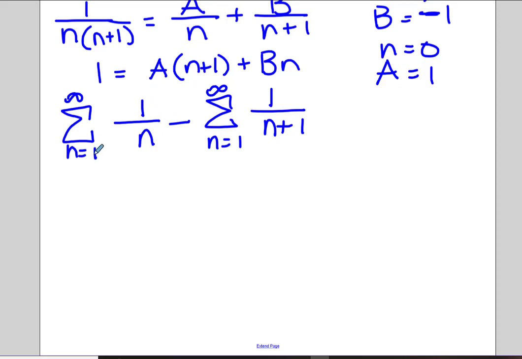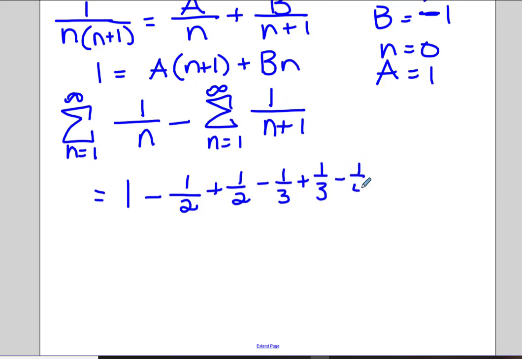So if we look at this first term, when n is 1, this term is 1. And when n is 1 here, this is -1/2. And then back to this one, when n is 2, we have +1/2. And when n is 2 here, we have -1/3. And you can kind of see where this is going. When n is 3 over here, we have +1/3. And when n is 3 over here, we have -1/4.